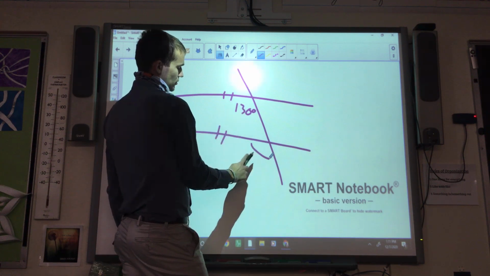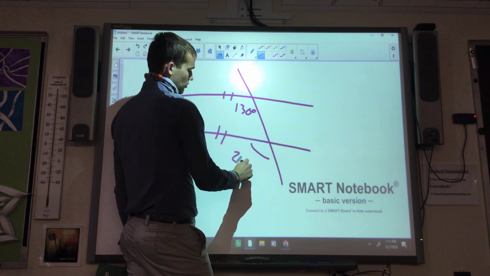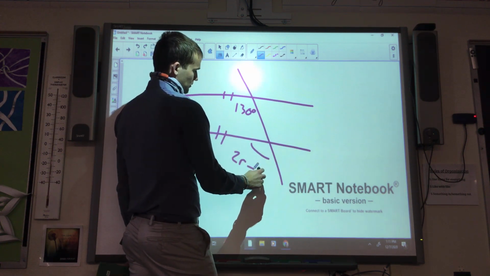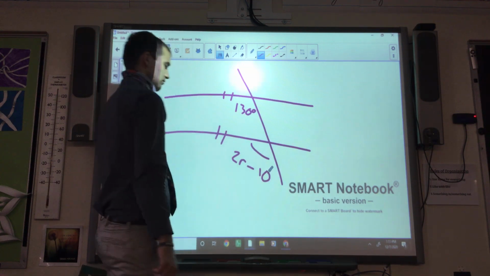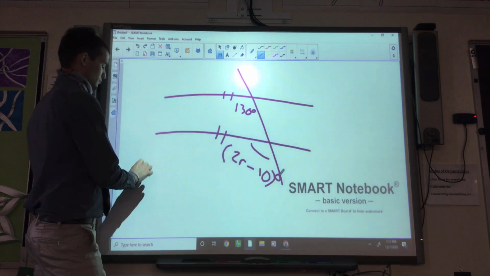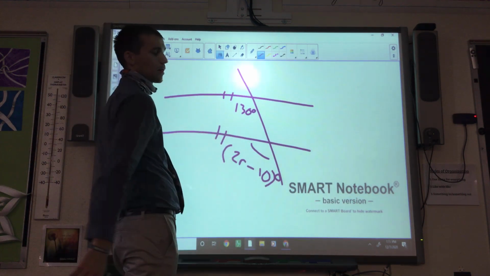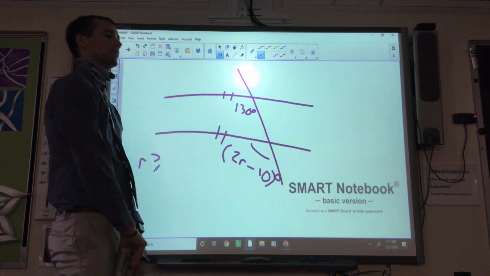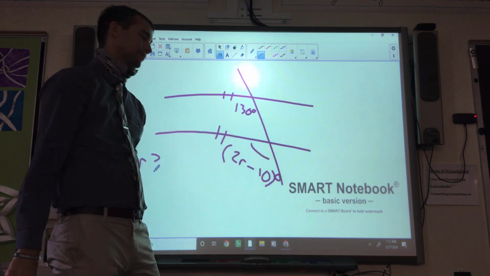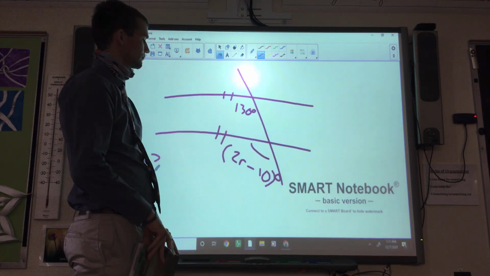If that's 130 and this is 2r minus 10, what's r? Okay, well, that's all 130. So this is equal because of what? Because they're alternate. No, not alternate, because they're on the same side. Corresponding angles, yep. So that has to be 130.